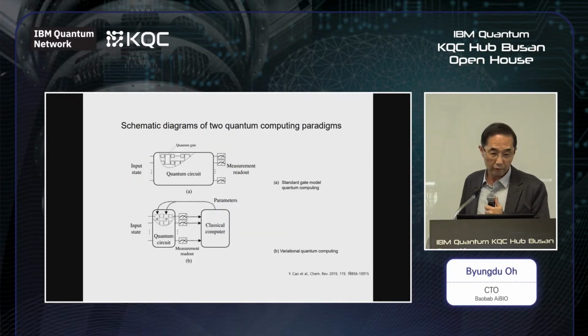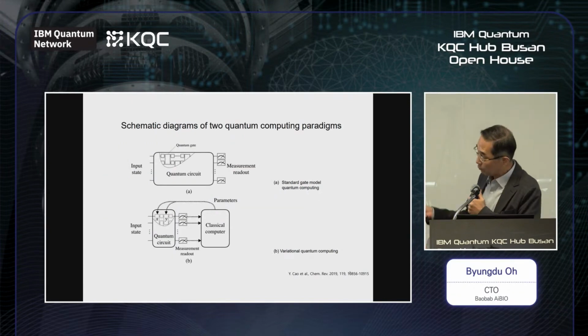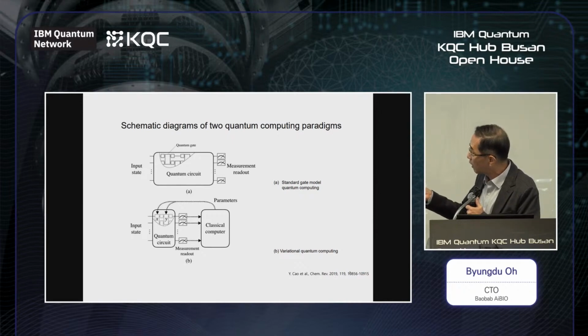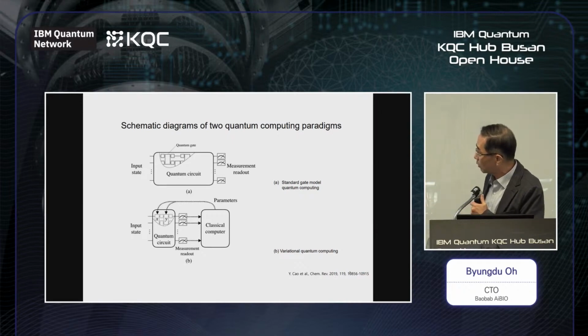This shows schematic diagrams of two quantum computing paradigms. The first one is just using a quantum computer: a quantum circuit with an input state, and at the end a measurement readout. This is standard gate model quantum computing.